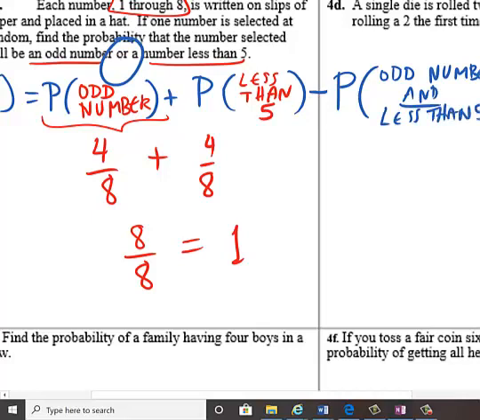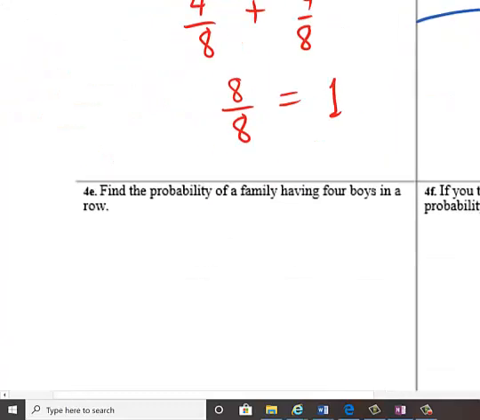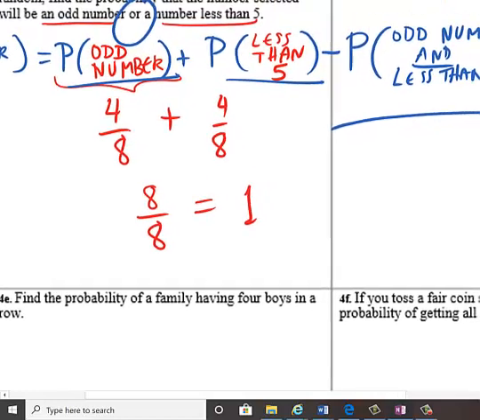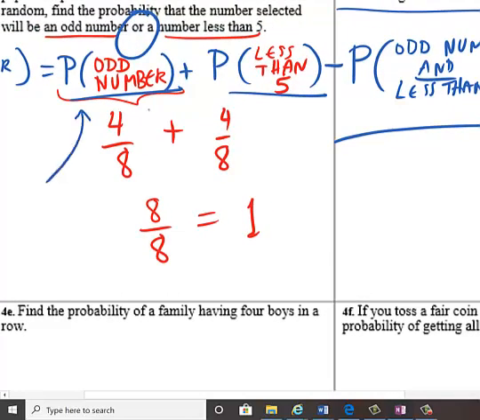And the reason is because when you do the addition there, the odd number and the number less than 5, I think we overcounted, because there are numbers in here that are odd, but they're also less than 5. So we kind of counted some numbers twice, which is overcounting. So this is balancing that out, where I'm just subtracting anything I might have overcounted.